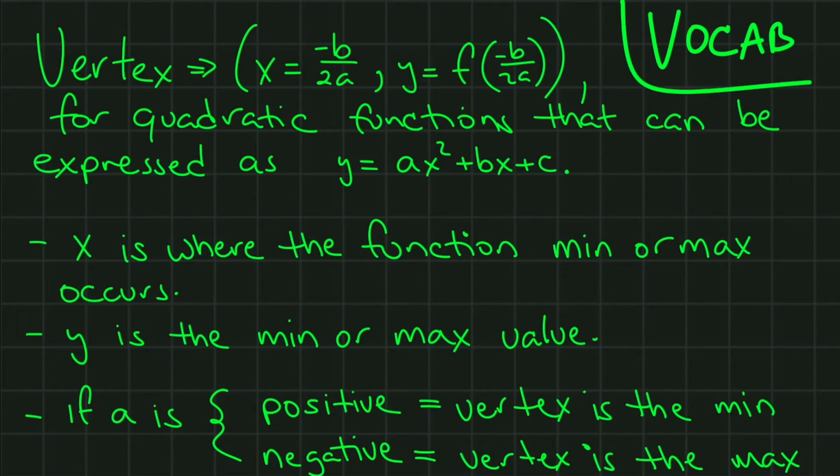If a is going to be positive, that means the vertex is a minimum. And if a is negative, that means the vertex is going to be the maximum.